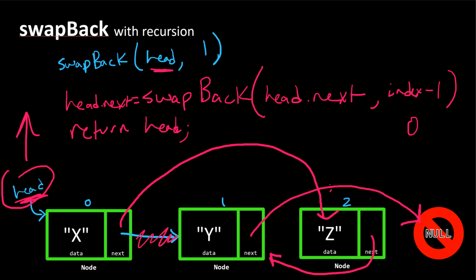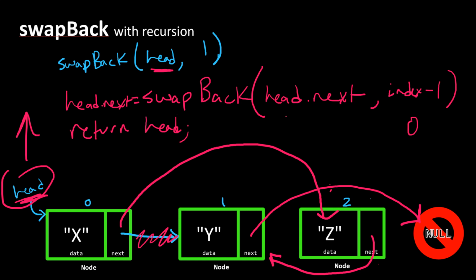The key intuition on these more intricate recursive linked list manipulations is to remember that every time you call swap back recursively, you're assuming or guaranteeing that it's going to return to you the sublist of the list that you're currently working with, whatever index shifted to be relative to that sublist, swapped back correctly.